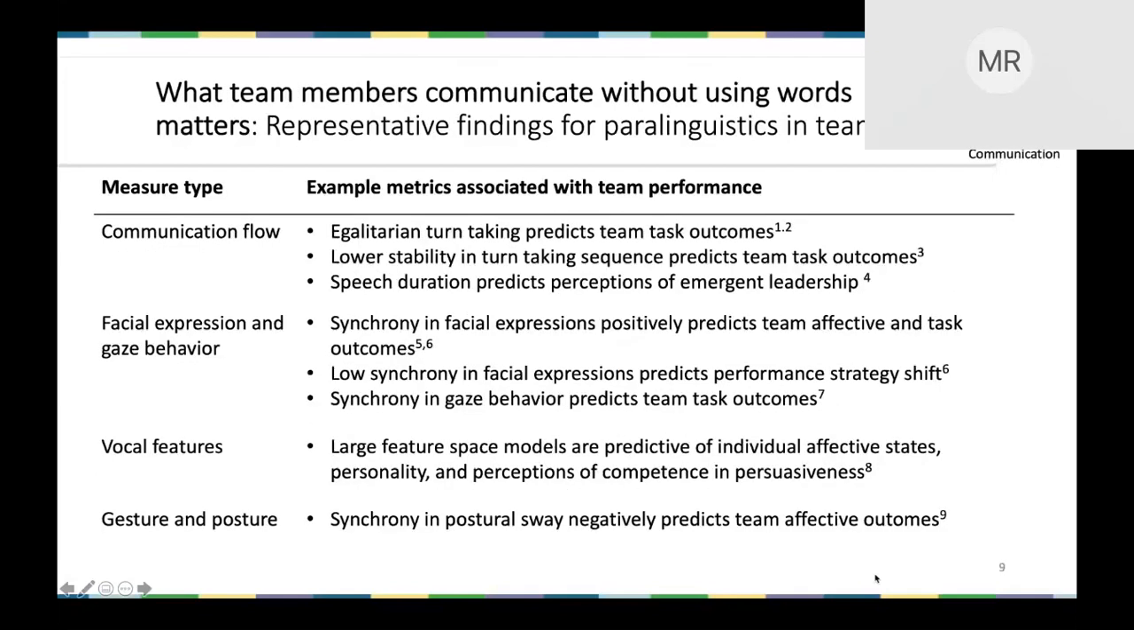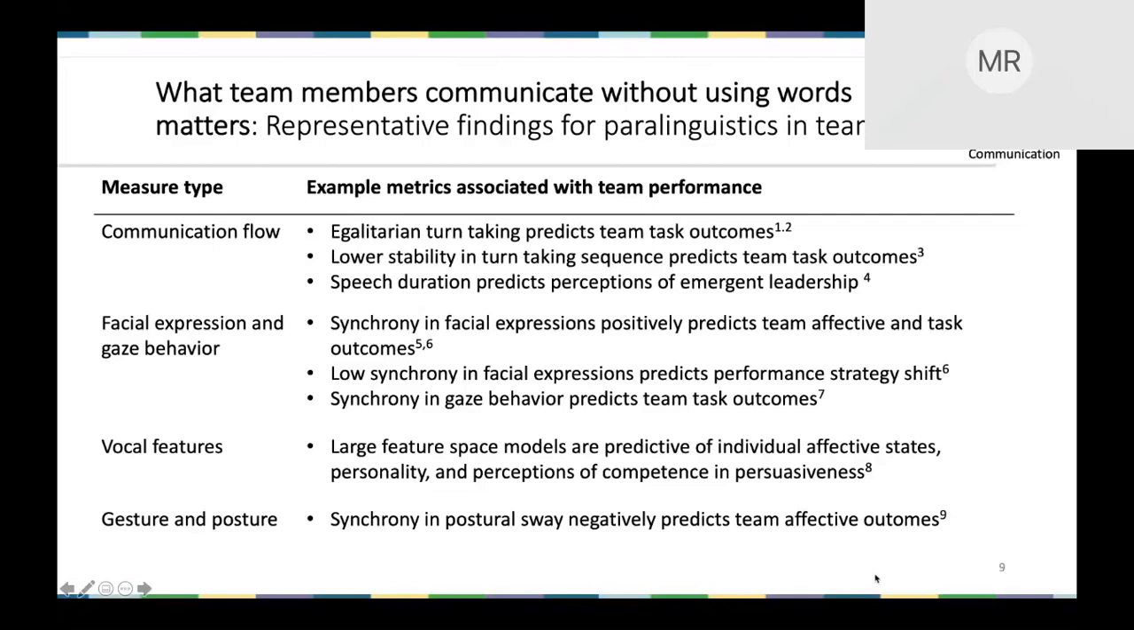So what team members communicate without using words matters a lot too. And two of these we use very frequently in our work, which are communication flow and vocal features. So communication flow, things like egalitarian turn-taking in a problem-solving team, if we're trying to come to consensus on what is happening in a situation or what we're going to do, it helps if there isn't a dominant person in that conversation. Those teams where turn-taking is shared do much better. Also, teams that don't have a structured process of following turn-taking do better too. So if we're more flexible in who's contributing when, we actually have teams that do better.